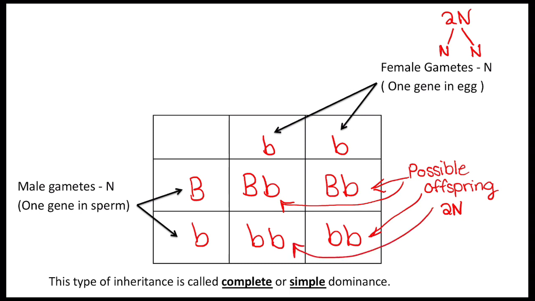This pattern that we see here is called complete or simple dominance. And what that means is that if the dominant gene is present, then the mice will end up with black fur. So looking at our chart, we can see that the top two will be black because the capital B is present, and the bottom two will be white. So these top two here are black, and the bottom two are white.